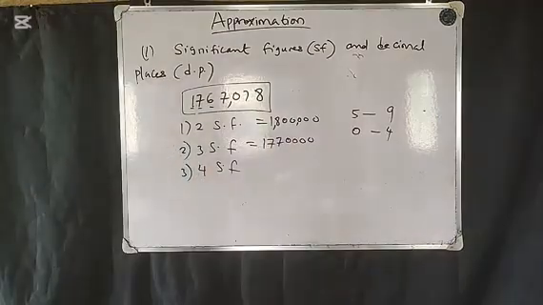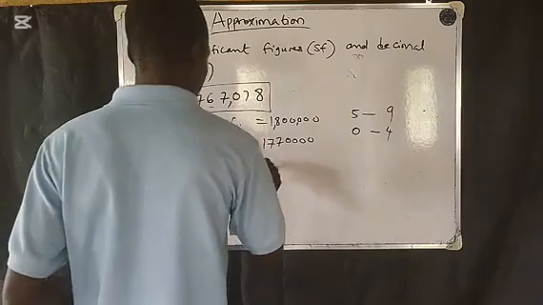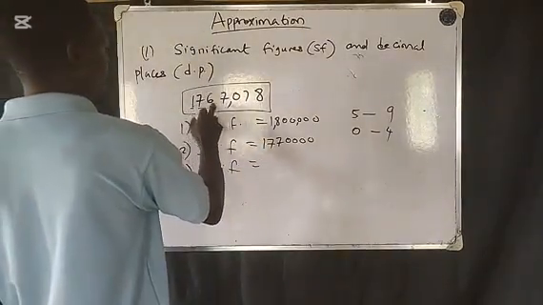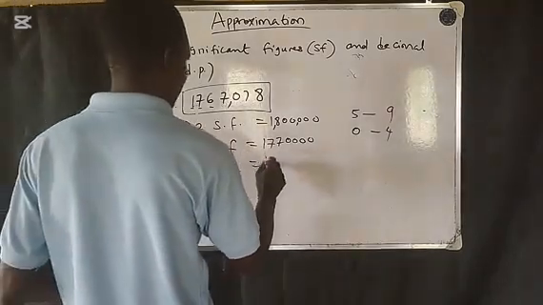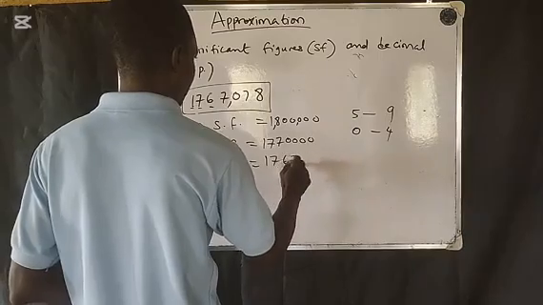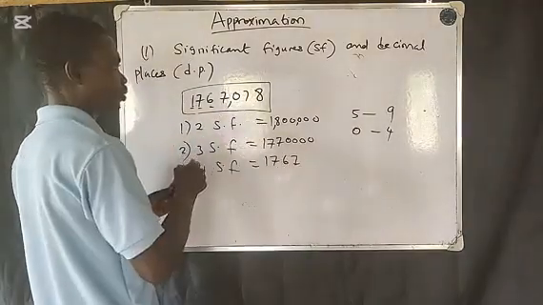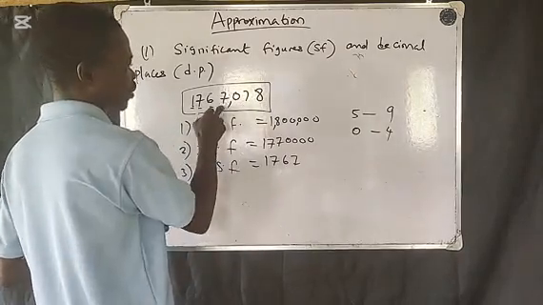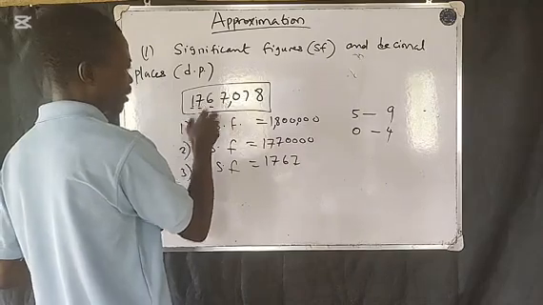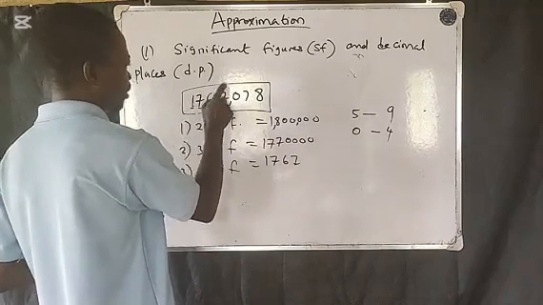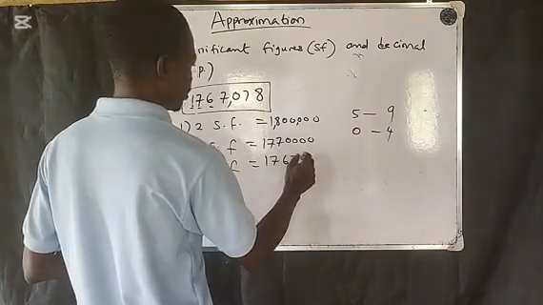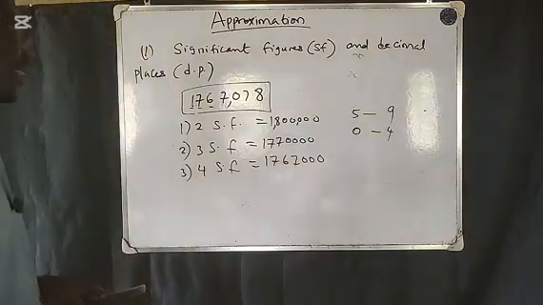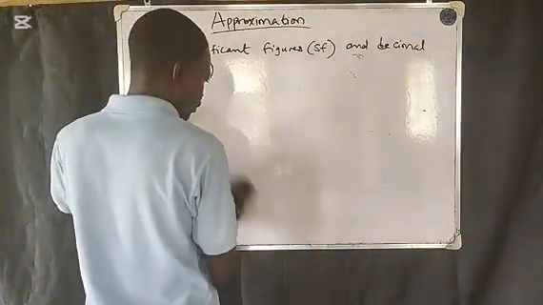The next one, we have 4 significant figures. So we count 4 numbers. 1, 2, 3, 4. So we write 1, 7, 6, 7. In this case, this next digit is from 0 to 4. That means we are rounding down. We will not add anything to 7. We leave it as it is. 1, 7, 6, 7, then 0, 0, 0. This is how to handle significant figures.